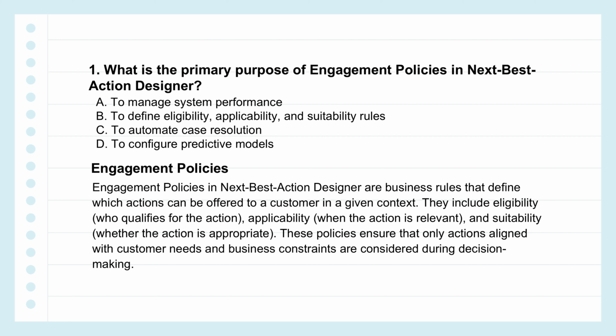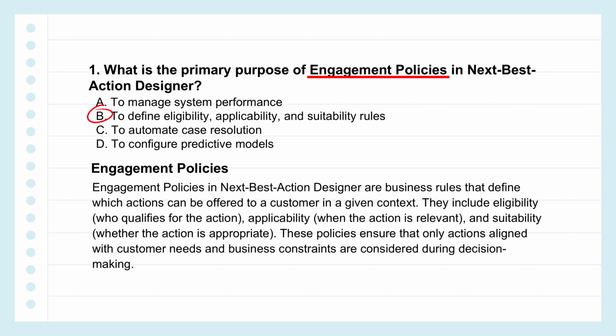Well, it's definitely not random. There's a real structure and intelligence behind it all. So the first concept in the materials here is engagement policies. It says they define eligibility, applicability, and suitability. That sounds a bit formal. How can we think about that? All right, let's break it down. Imagine a frequent flyer program. An engagement policy could say, first, only members who've flown, say, 10,000 miles this year are eligible for an upgrade offer. That's the first gate.